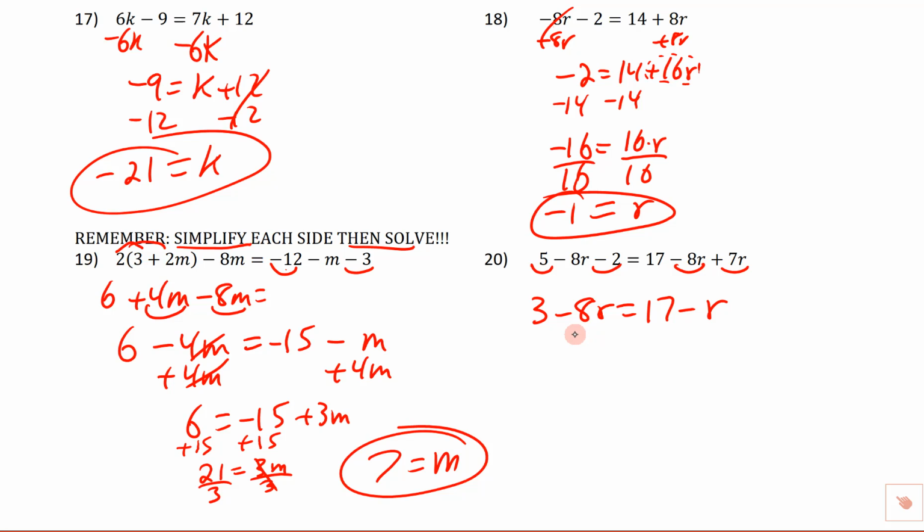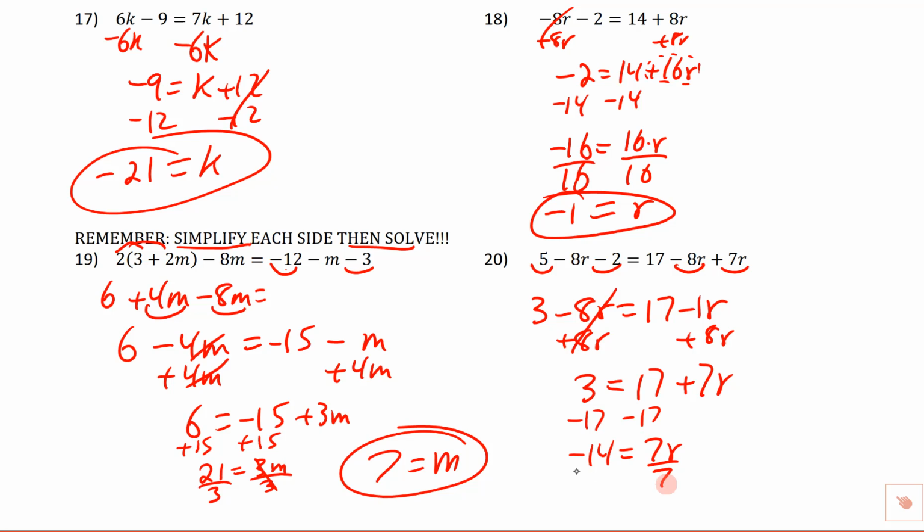Let's see here. We're going to add 8r, so we add 8r here. Those cancel each other out. We've got a 3, we've got a 17, and let's see, this, remember, is a negative 1r, so that's going to be plus 7r. And then we need to get this r term by itself, the 7r, so we're going to move the 17, so we're going to subtract 17. We get negative 14 over here, we get 7r over there, and then finally we're to the point where we're probably feeling pretty good, because when we divide by 7, we get an r on this side, and then on the other side we get a negative 2, and there's our answer.